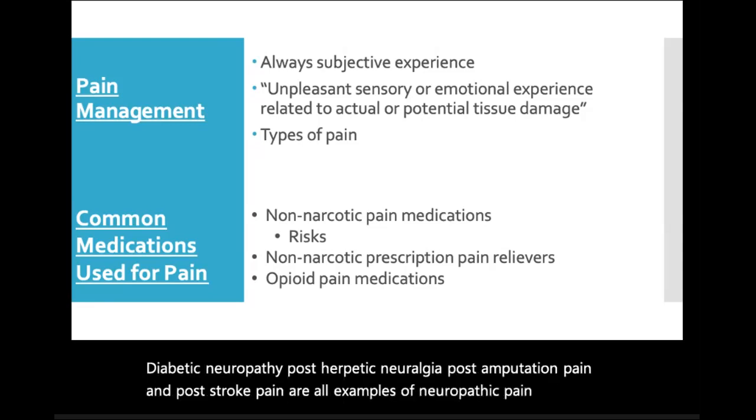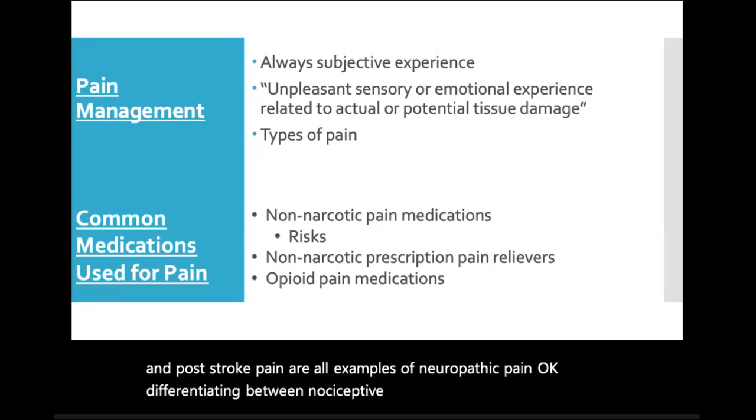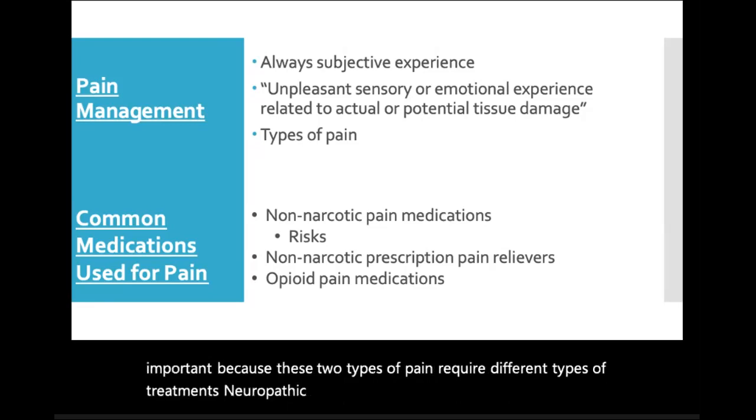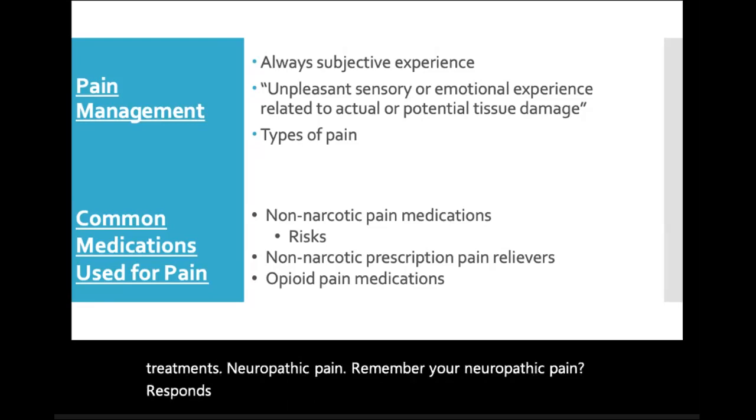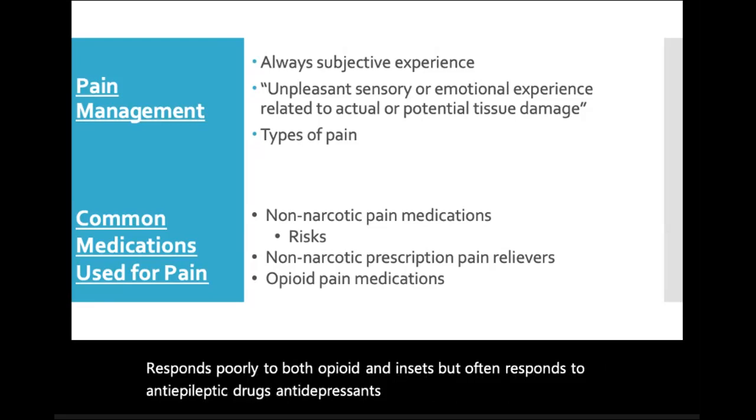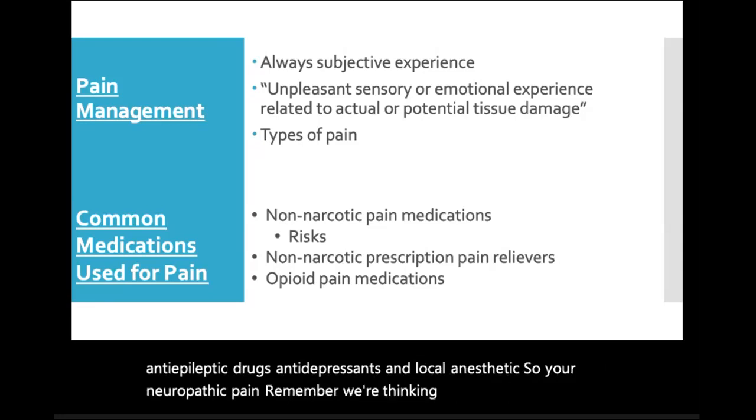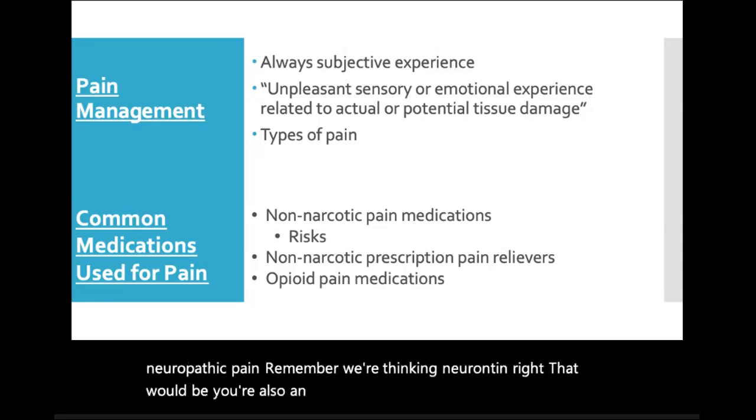Differentiating between nociceptive and neuropathic pain is important because these two types of pain require different types of treatments. Remember, your neuropathic pain responds poorly to both opioids and NSAIDs, but often responds well to anti-epileptic drugs, antidepressants, and local anesthetics. So for neuropathic pain, remember we're thinking Neurontin, right? That would be an anti-epileptic drug. Your antidepressants and your local anesthetics are also treatments for your neuropathic pain.